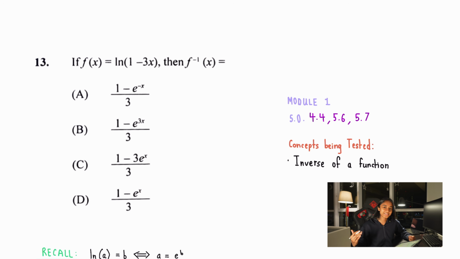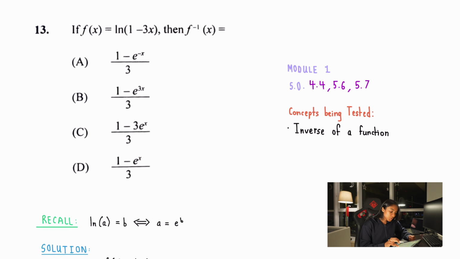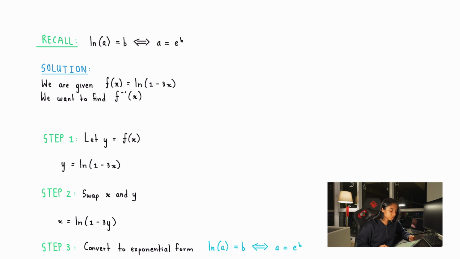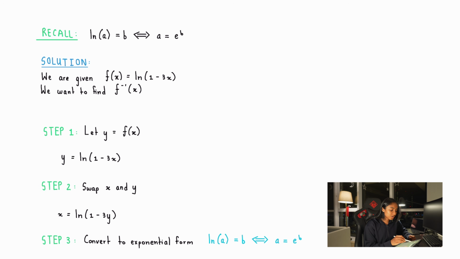Let's do question 13, which says if f of x is equal to ln(1 minus 3x), then what is the inverse of f of x? Okay, so this is again the inverse of a function. We've already covered one of these questions before. Recall that ln a equals b can be converted into the exponential form. So a is equal to e to the power of b.